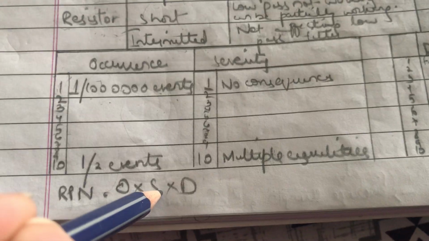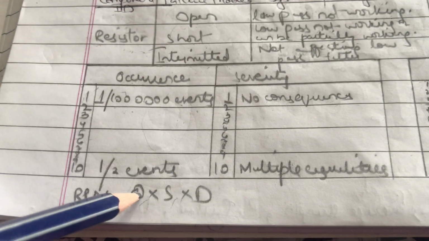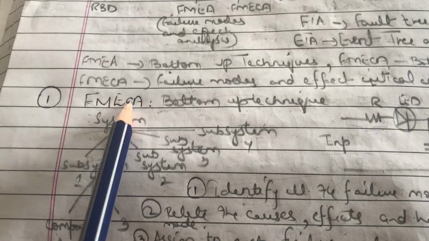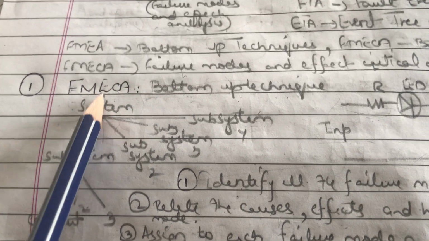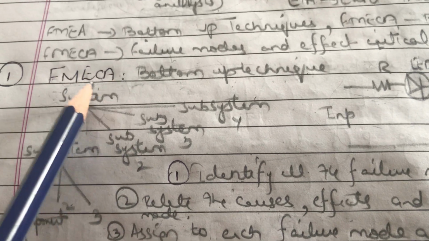And now, lastly, I told you what RPN is: risk priority number, that is the product of occurrence, severity and detectability. That's all for this part. I have described FMECA in a satisfying manner, I hope.